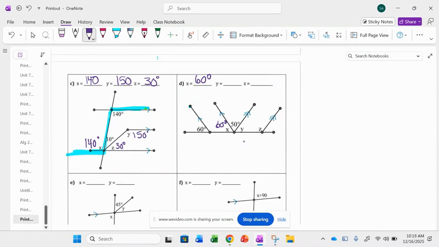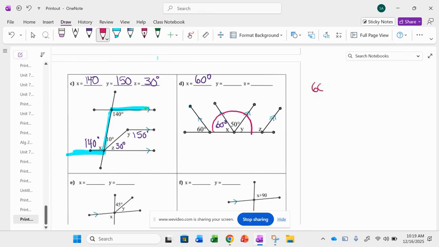Okay, now we're going to go find Y. Y is not so straightforward. Now to find Y, do you guys see, and I know this is a little bit tricky, how X, 50, and Y, all 3 of those together make that straight angle? X, 50, and Y. And we know a straight angle is 180.